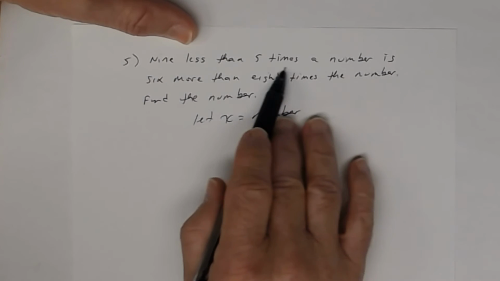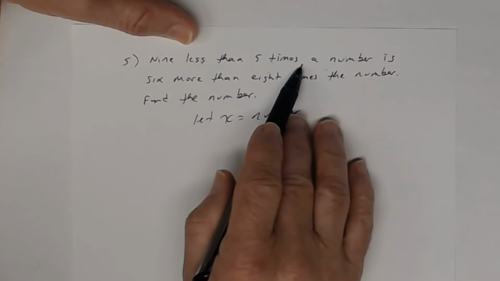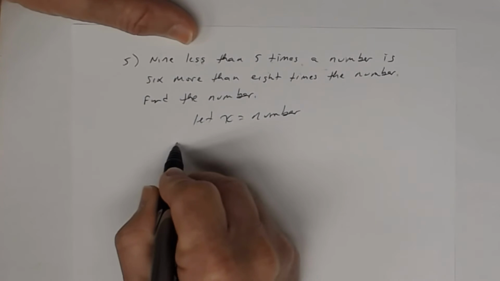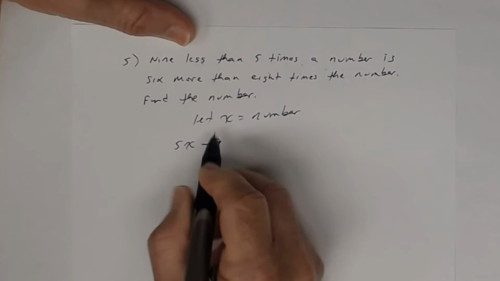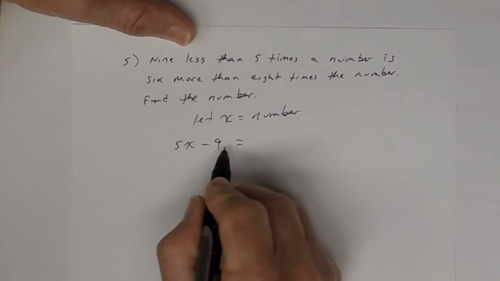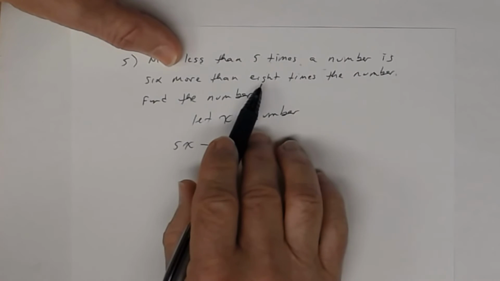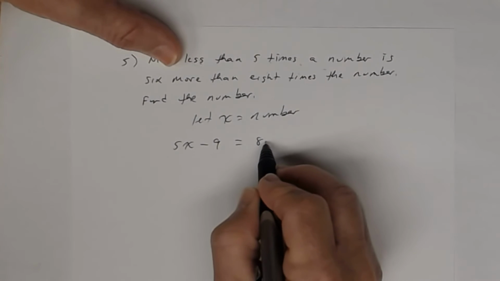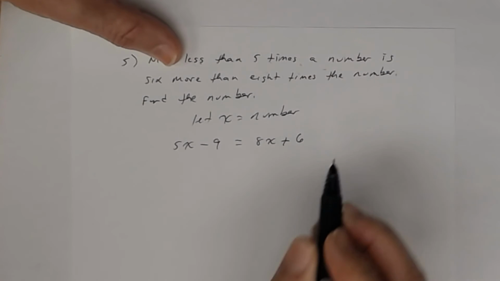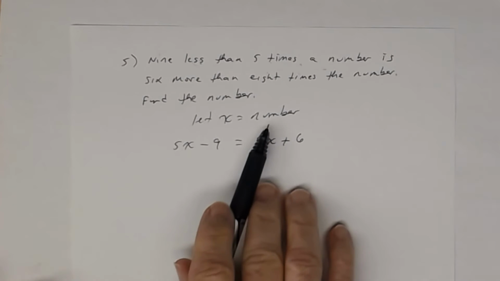So let's look at that first part then. 9 less than. So we have that less than, right? So we're going to do that 5 times first. 5 times a number. So it'll be 5x minus 9. So that's what this is. 9 less than 5 times a number is this. Is. Again, let's look at the second part. 6 more than. So that means to add 6. 8 times the number. So it'll be 8x plus 6. Okay? All right, so we have this equation. There's our equation, and the next step is to solve for x to find the number.